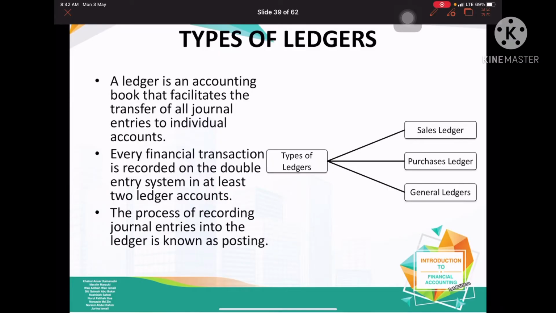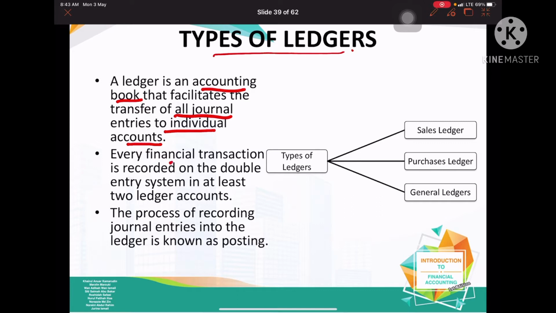Okay, lastly, we go to our last part of the books of prime entry, which is types of ledgers. A ledger, or sometimes we call it a T account, is an accounting book that facilitates the transfer of all journals to the individual account. All the journals that we prepared before should be transferred to the individual account.